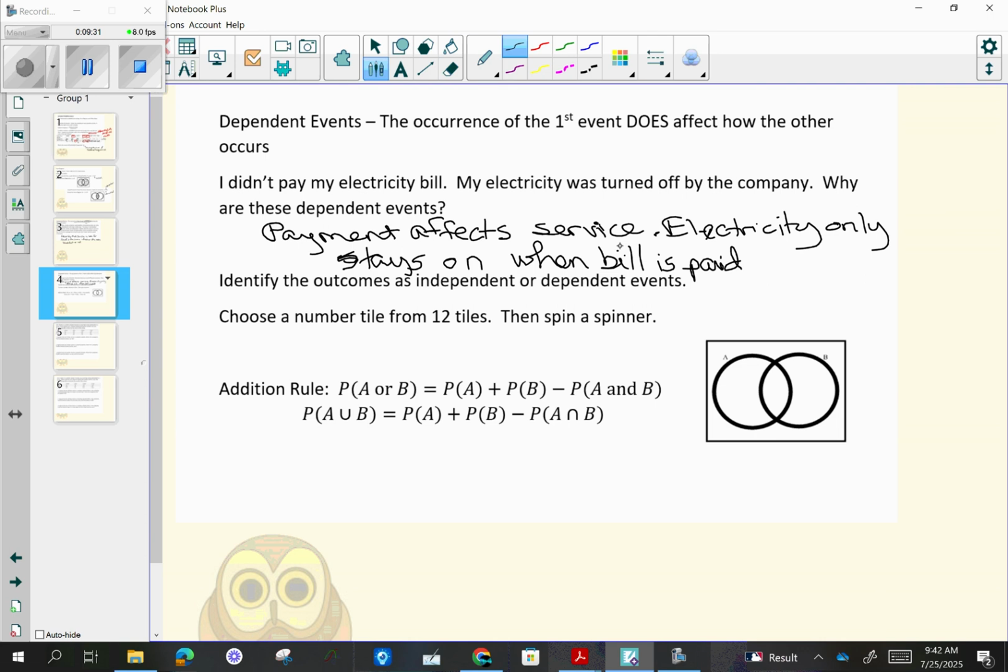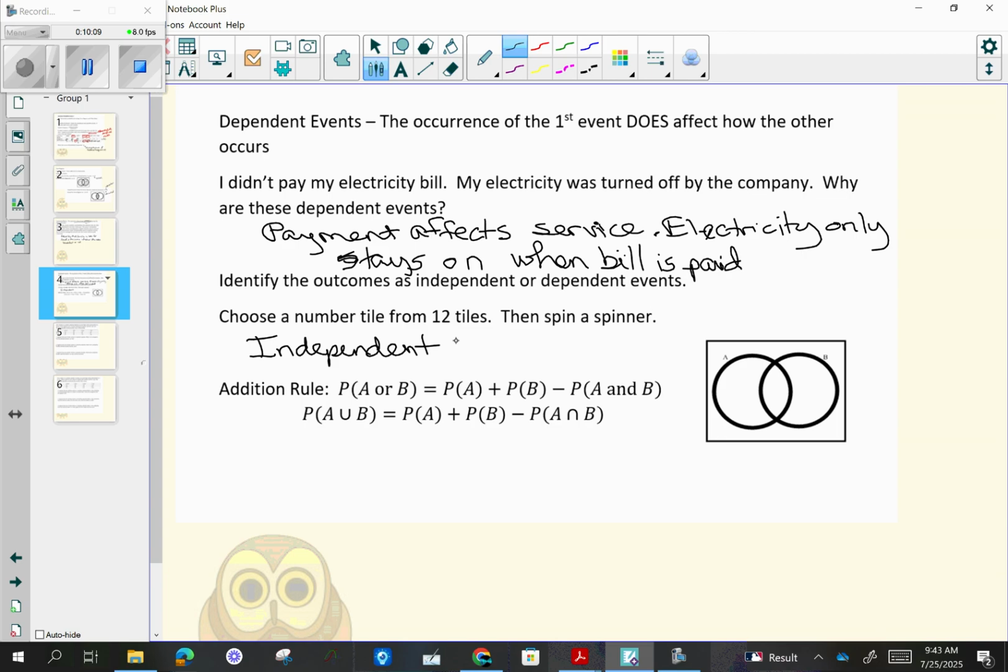So look at this next one. It says choose a number tile from 12 tiles, then spin a spinner. Are those two things independent or dependent events? Hopefully you said independent, because the spinner does not depend on the number tile at all. Taking the number tile is completely separate from the spinner. The results on the spinner don't have any kind of reliance on the tile that gets picked.